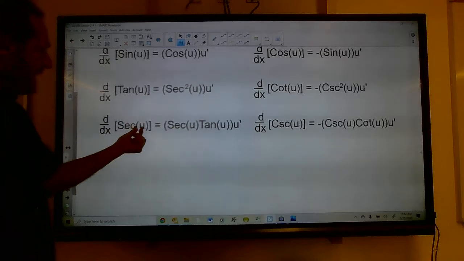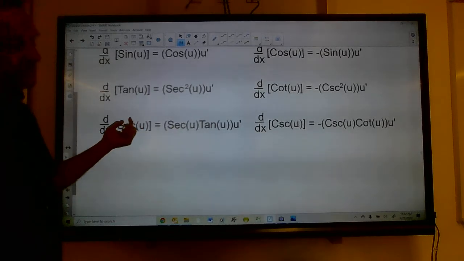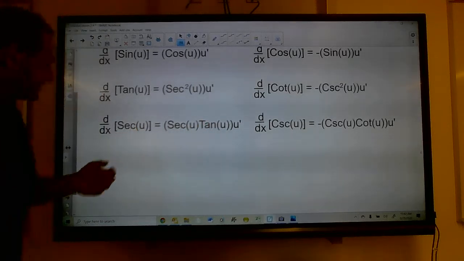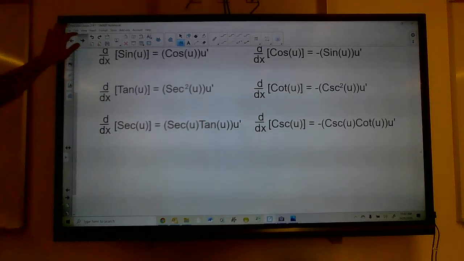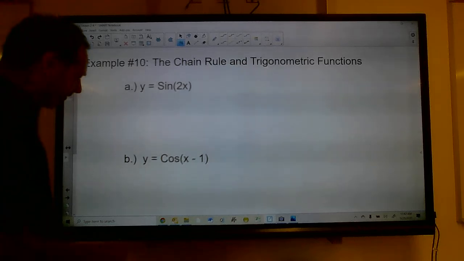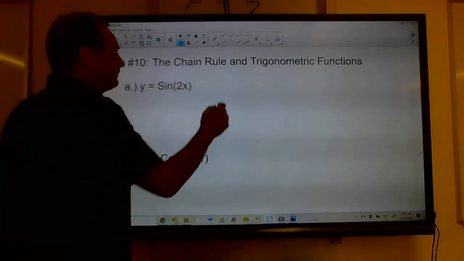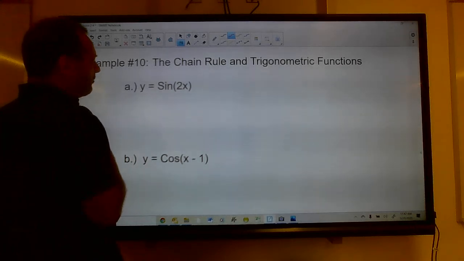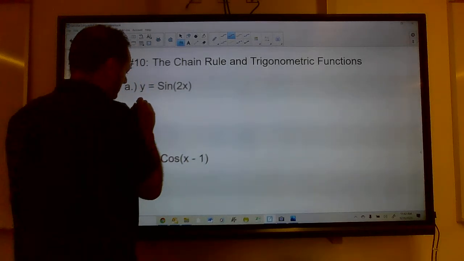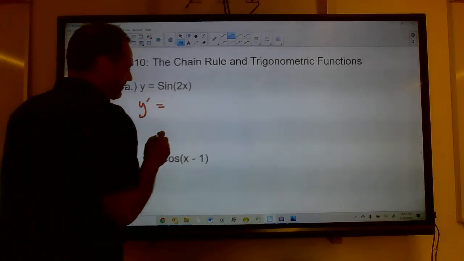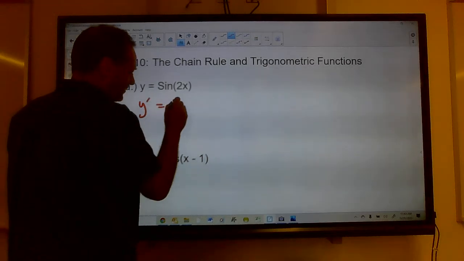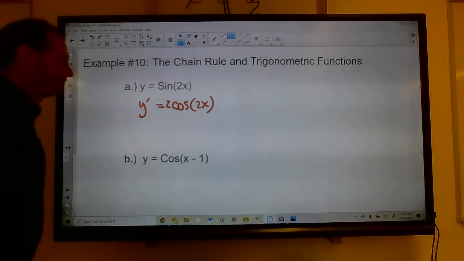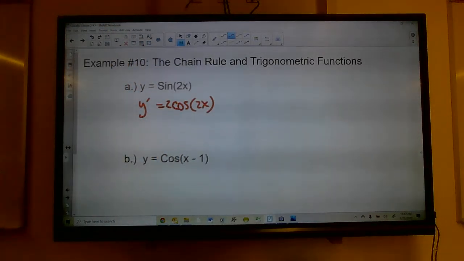You've seen all these formulas before. It's just that you're adding a composite function, so you have to use the chain rule and take the derivative of whatever's inside the function. Otherwise, it's exactly the same. So let's look at this one. Find the derivative of y equals sine of 2x. Y prime then is going to be the derivative of sine, which is cosine of 2x times 2, because the derivative of 2x is 2.